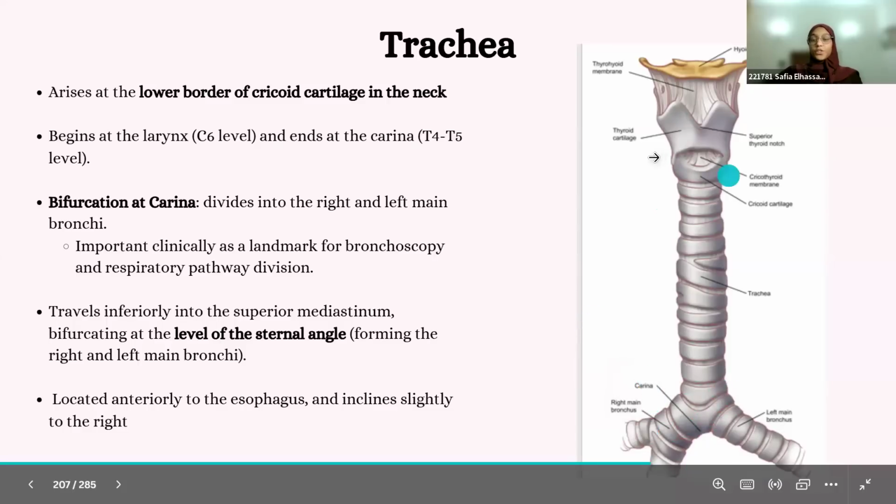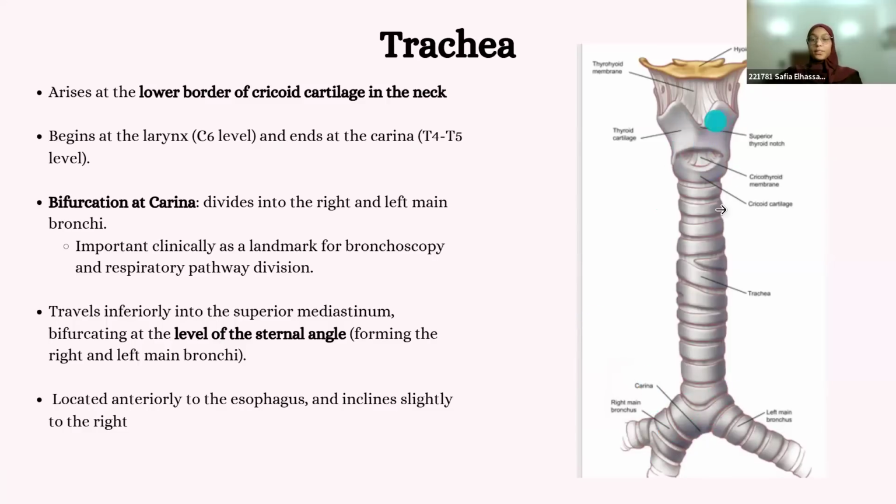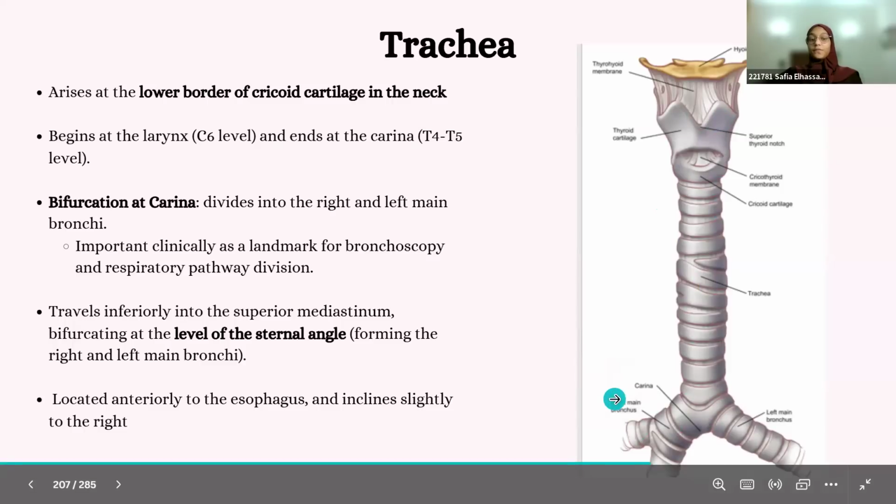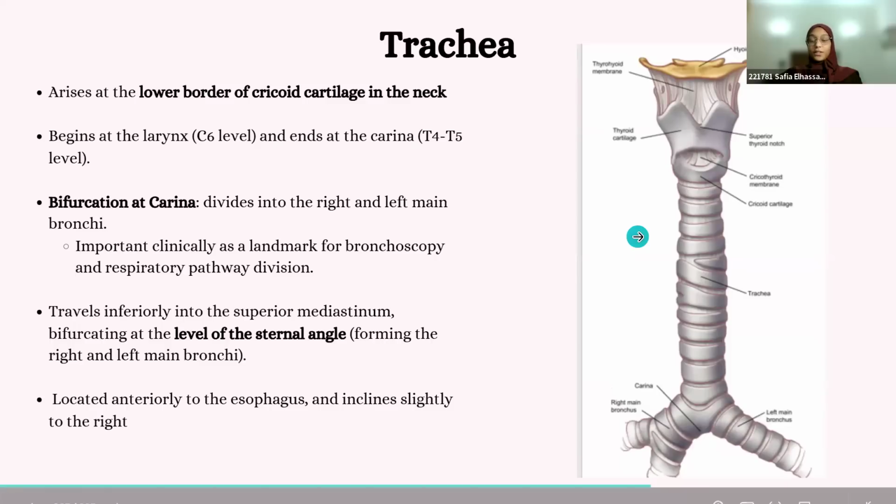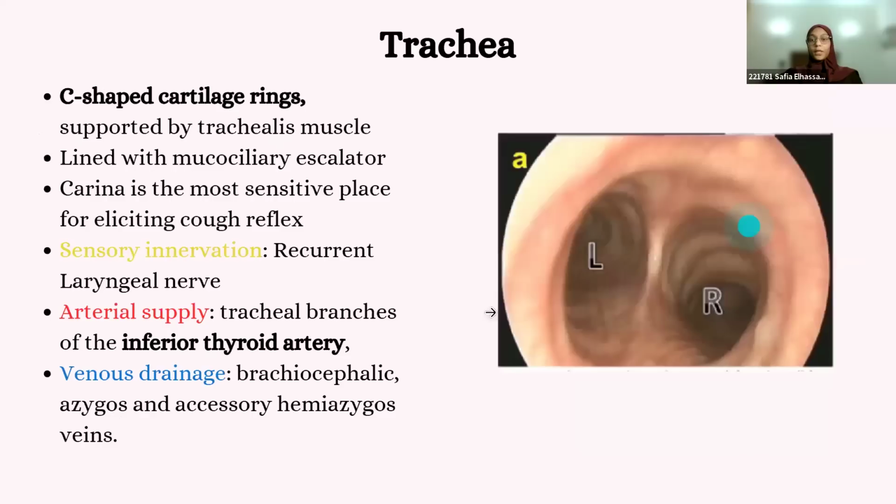So the trachea travels inferiorly from the superior mediastinum, and it bifurcates at T4, T5, which is also the level of the sternal angle, and it's located anteriorly to the esophagus, and it inclines slightly to the right. Okay, so the trachea has these very distinctive C-shaped cartilage rings. However, it's not a full ring. It's a C-shaped cartilage ring, and then the last part is muscle. It's the trachealis muscle. So does anybody know why it's not a complete ring of cartilage?